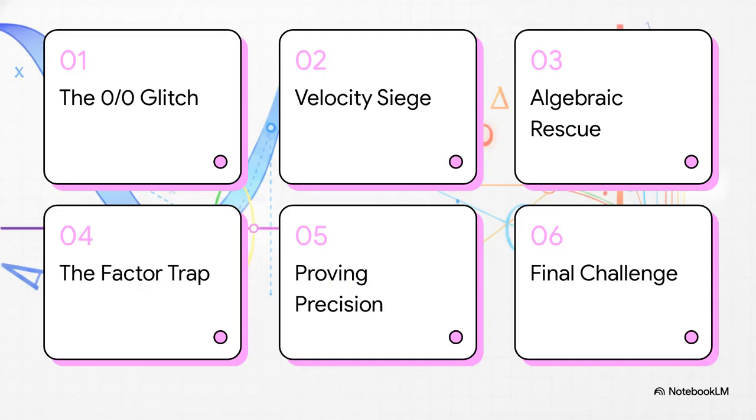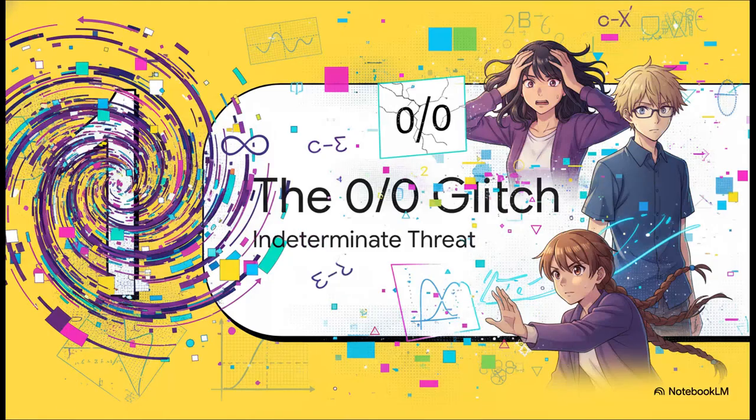Okay, here is your mission map for today's boss rush. Number 1, we'll confront the 0-0 glitch. 2, the velocity siege. 3, algebraic rescue. 4, the factor trap. 5, proving precision, and 6, the final challenge. Let's go! Section 1, the 0 over 0 glitch, an indeterminate threat.